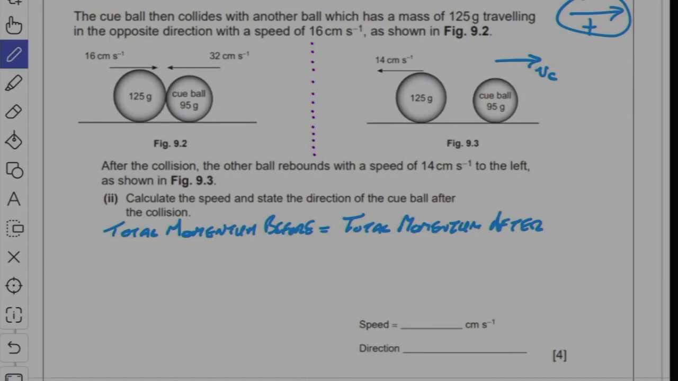So we've got mass times velocity for that 125. 125 times plus 16, and we've got 95 for the cue ball times minus 32. And on the other side, the 125 gram ball is now moving in the negative direction. So we've got 125 times minus 14 added to 95 VC. So we bring those momentum terms, the ones that we have total values for, all together to one side, and then divide by the 95 to get VC.